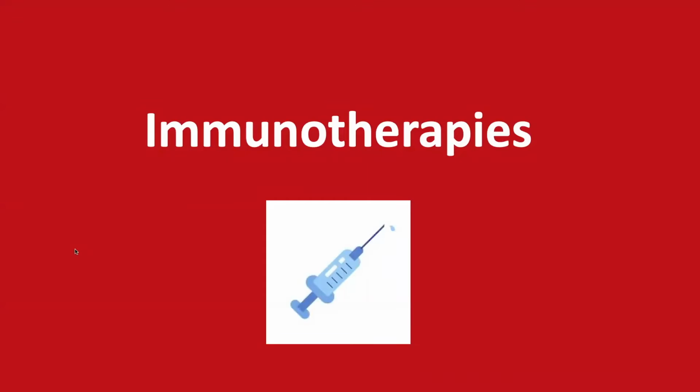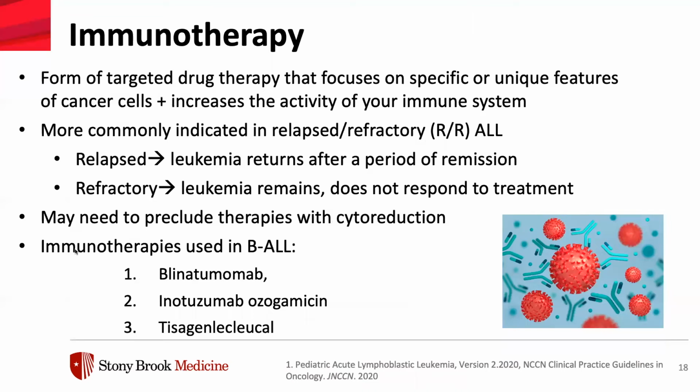Now, what are immunotherapies? Immunotherapy is the use of medications to help a patient's own immune system recognize and destroy cancer cells. So it's a form of targeted drug therapy, meaning it's targeting a certain protein, focusing on specific or unique features of the cancer cells, as well as increasing the activity of your immune system to go fight those cancer cells. And this is more commonly indicated in relapsed or refractory acute lymphoblastic leukemia.